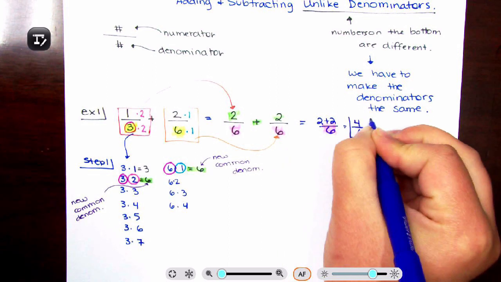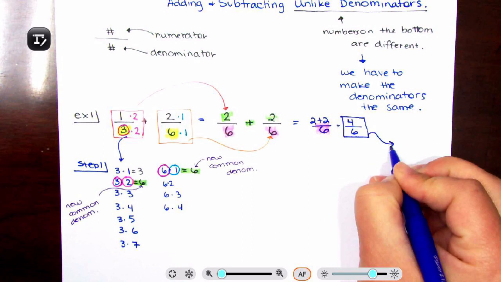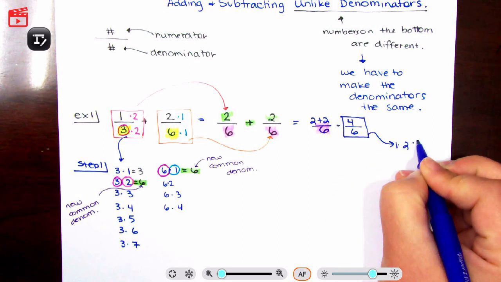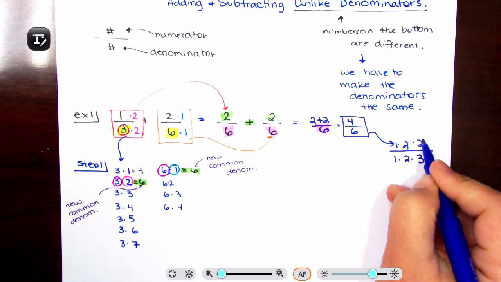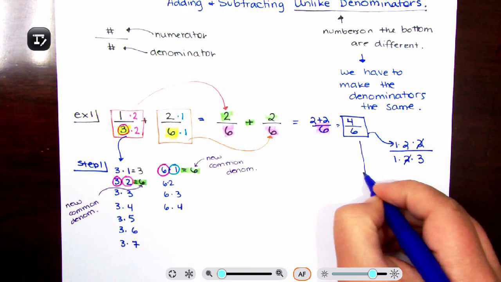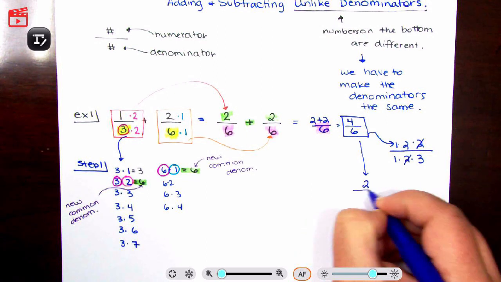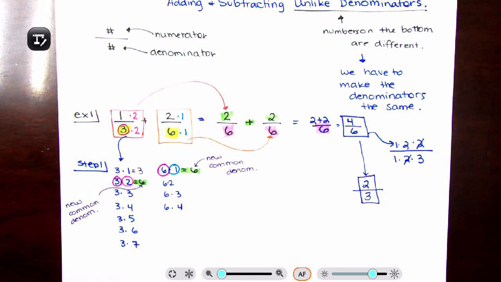Now we do need to simplify that. So I have 1 times 2 times 2. We have 1 times 2 times 3. My 2's go away. So my answer is 2 times 1 is 2. 1 times 3 is 3. My answer is 2/3.